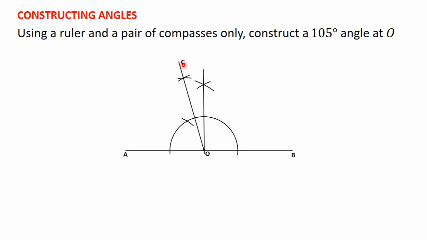Let's call this point here point C. If this point is point C, then we can say that angle COB will give us 105 degrees. So the angle formed between line OC and line OB is 105 degrees.